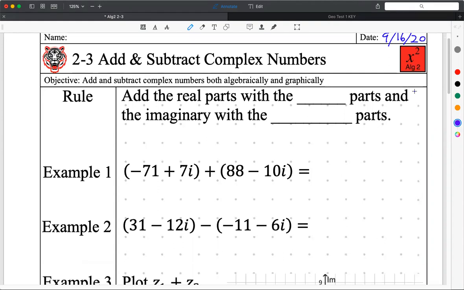So our rule, we're going to add the real parts with the real parts and the imaginary parts with the imaginary parts. Each part is by itself. It's kind of like terms almost. So real with the real and imaginary with the imaginary.